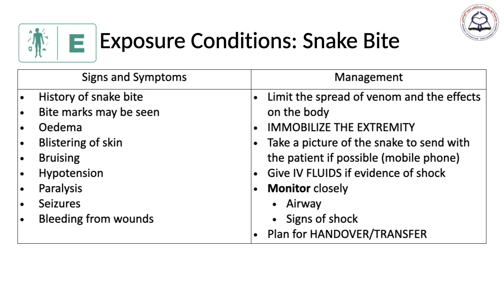Management: limit the spread of venom and the effect on the body. Immobilize the extremity. Take picture of the snake and send it to the poison control. If possible, give IV fluid if there is sign of hypotension and shock. Monitor closely. Patient might go into anaphylaxis and airway obstruction, and look for finding or sign of shock. Consider antivenom and other supportive treatment.